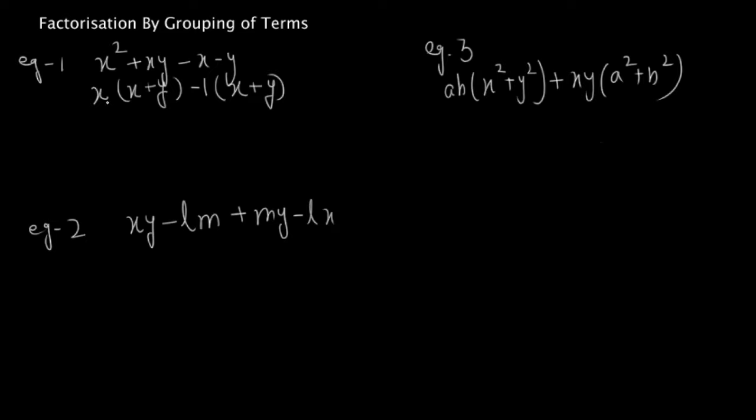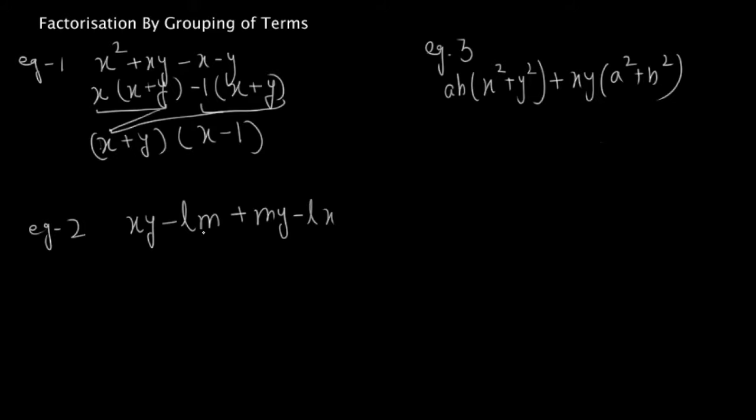Now these are 2 terms, 1 and 2. In these 2 terms again we see x plus y is common. We take it out and the remaining x and minus 1 we keep in the other bracket. So this is the factorization of the given polynomial above.